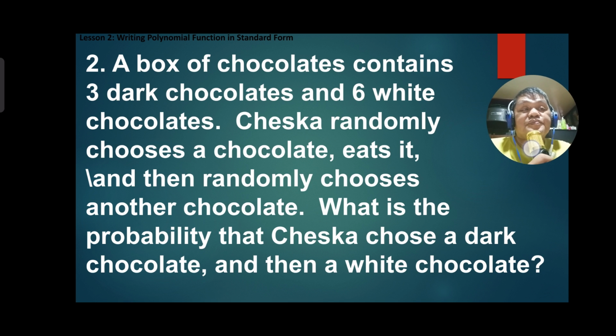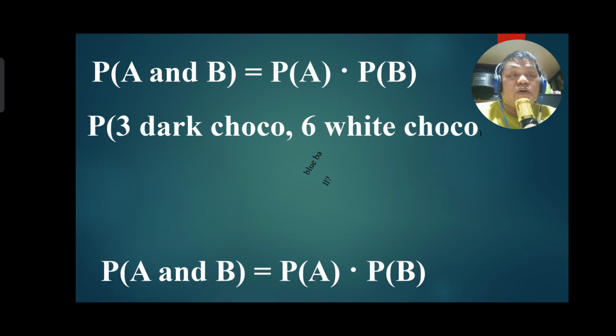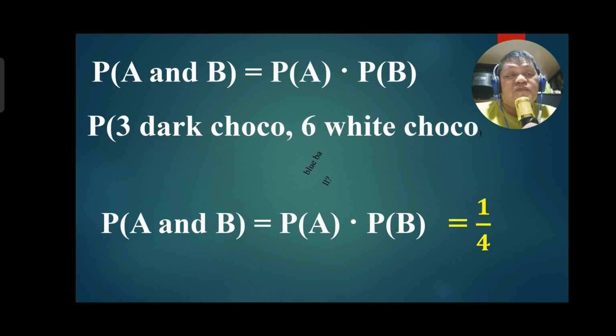Okay, number 2. A box of chocolate contains 3 dark chocolates and 6 white chocolates. Cheska randomly chooses a chocolate, eats it, and then randomly chooses another chocolate. What is the probability that Cheska chose a dark chocolate and then a white chocolate? So the answer here is 1/4. Again, the answer in number 2 of What's More is 1 over 4.